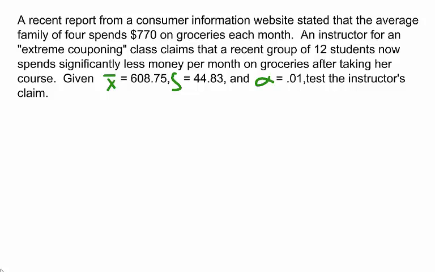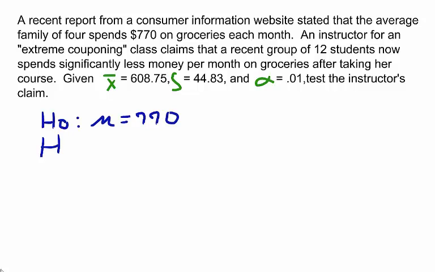First, we need to set up our null and alternate hypotheses. Our null hypothesis is that mu is equal to 770. This is our population mean.